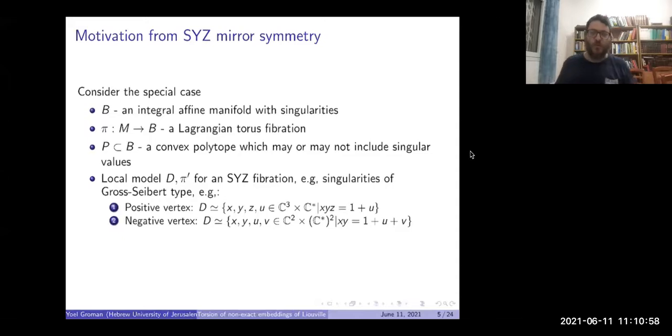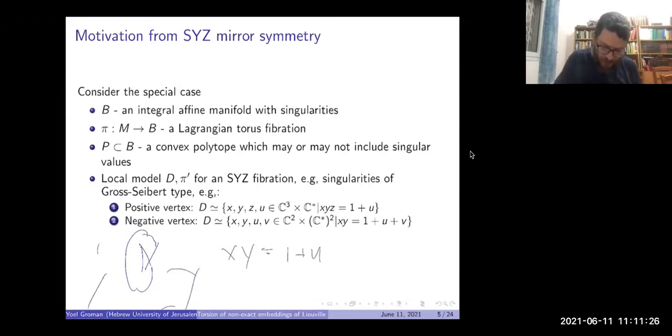So consider these two affine varieties. They can be considered symplectic manifolds. So there's the positive vertex, the negative vertex, and maybe I should have also mentioned the nodal singularity. In dimension two, you have something like xy = 1 + u, and you have a torus fibration where the generic fiber is a torus, and then you have some singular nodal fiber.